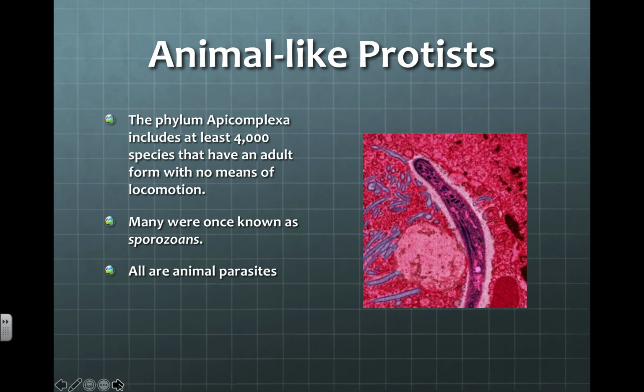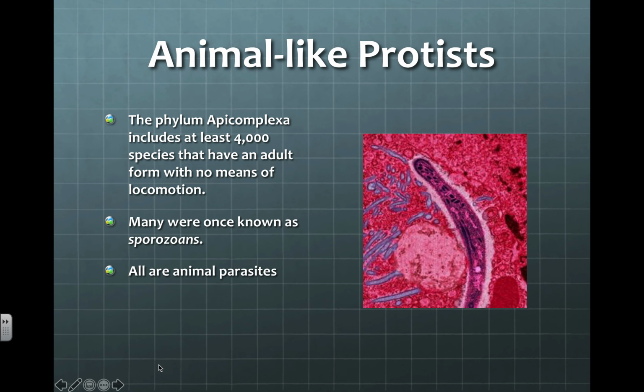All right, now we're moving into the phylum Apicomplexa, and this is the phylum that all are parasitic. And once upon a time, they were referred to as the sporozoans. I learned them as the sporozoans. They don't use that term so much anymore, but sporozoans are spore producing, and they're all parasitic.